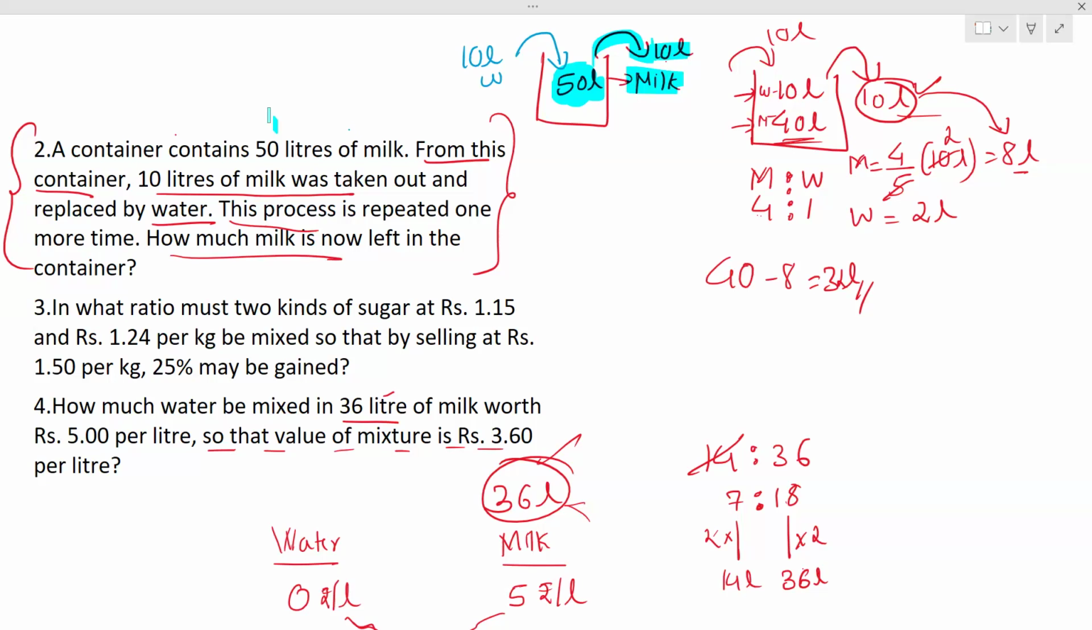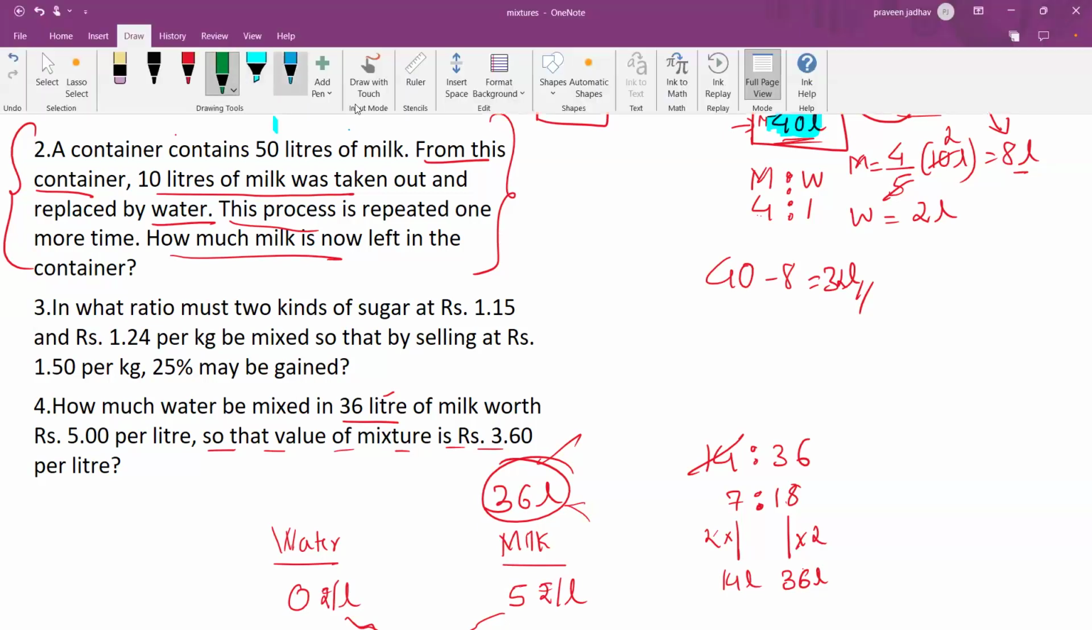Once the milk is out, what is being added? Water is being added. Milk lost 10 liters, meaning how much will be left? 40 liters will be left. Water added 10 liters, meaning how much water will be there? 10 liters.